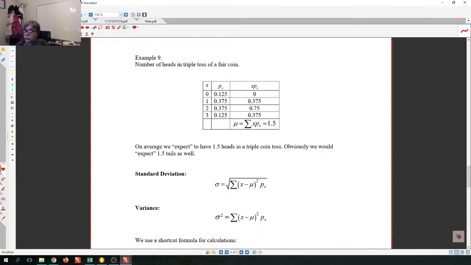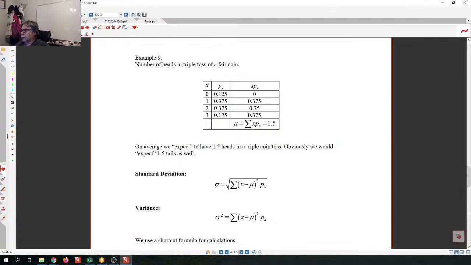Why? Because it's equally likely you're going to get heads or tails, so it has to be 1.5 heads and 1.5 tails in the long run per game, right? Not in one game. In one game you cannot get 1.5 heads. You can get either 1 or 2. But in the long run, you will get 1.5.